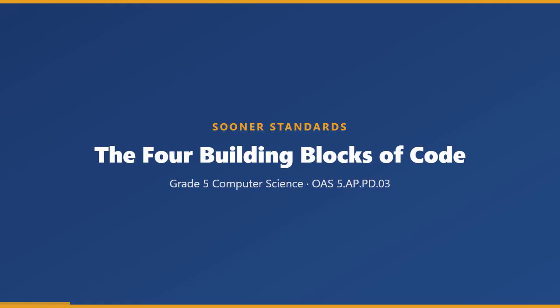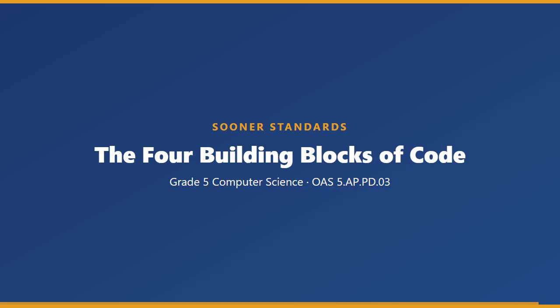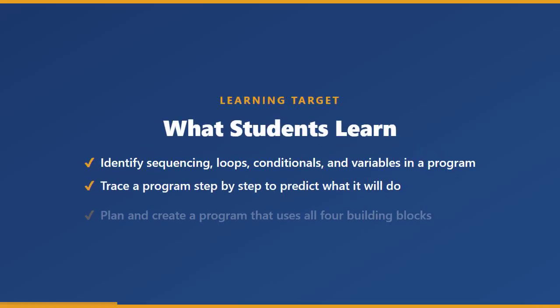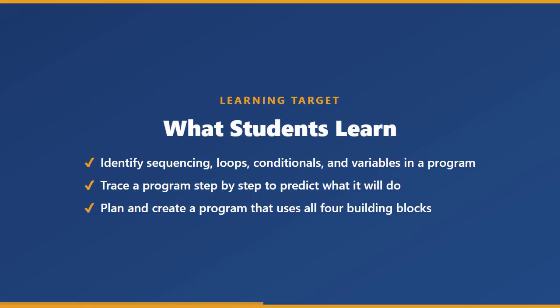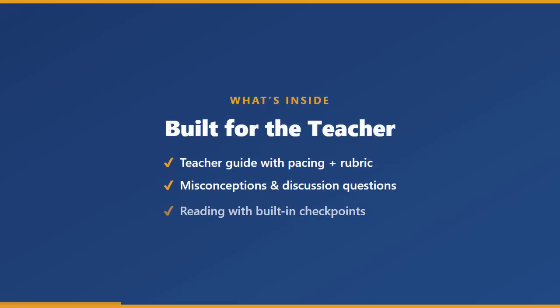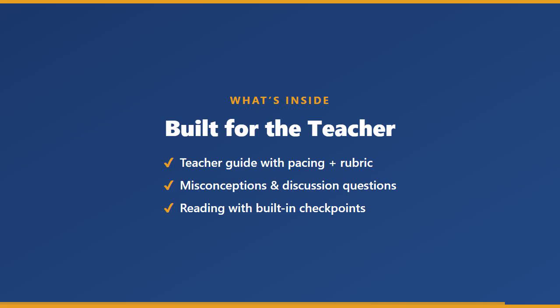From Sooner Standards, the 4 building blocks of code, a complete Grade 5 computer science unit for Oklahoma Standard 5APPD03. Students learn to analyze, create, and debug a program that uses sequencing, repetition, conditionals, and variables. Inside, a full teacher guide with pacing, misconceptions, and a scoring rubric, plus a content lesson with built-in comprehension checkpoints.